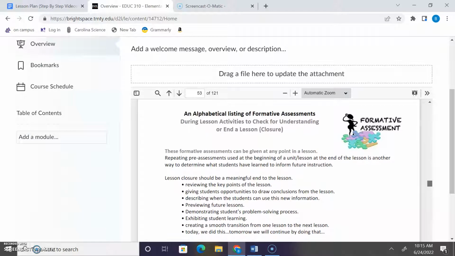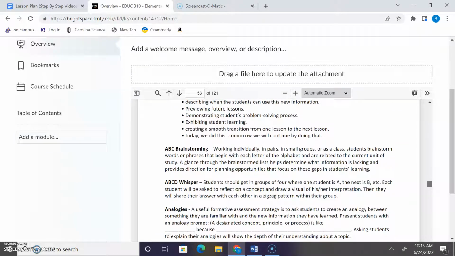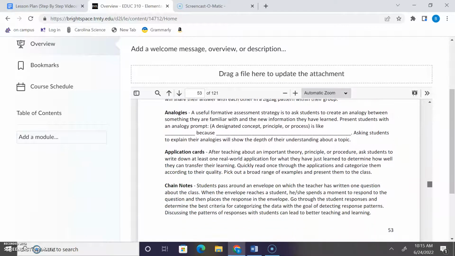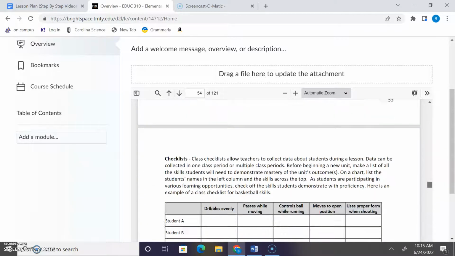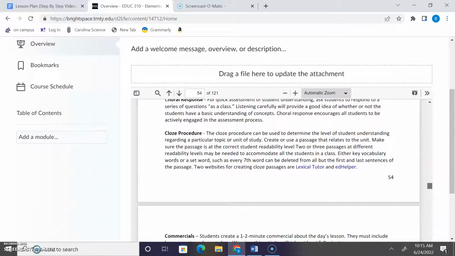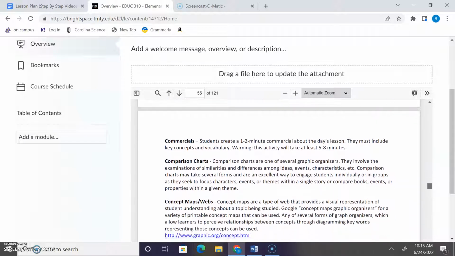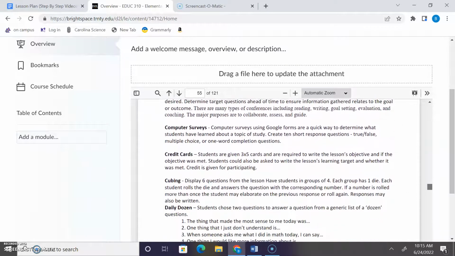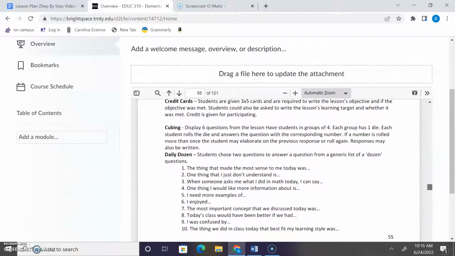And these are formative assessments that can be given at any time throughout the lesson or at any point in a lesson. So repeating pre-assessment used at the beginning of a lesson is another way to determine what students have learned. So you can give a pre-test and a post-test to see if the objectives that you've met work. Now, I'm just going to do a formative assessment, and it's going to be the conversation that I had in the video that I did.